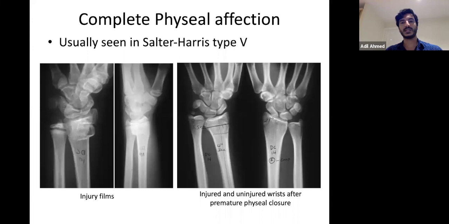You can see the injured and uninjured wrist. So the injured and uninjured after premature physeal closure. So certainly there was some disruption of the physis here, which meant that the radial aspect hasn't developed as the ulnar has. And so you're lacking that normal 21 degrees of radial slope on that view.